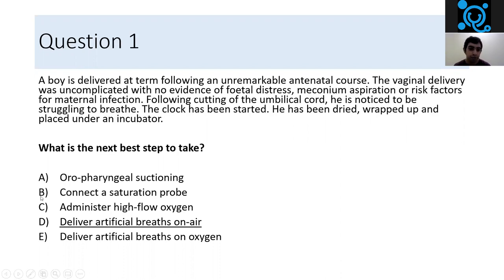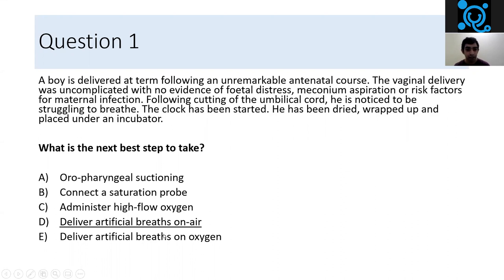We only tend to do option A, oropharyngeal suctioning, when we think there's an obstruction or clear evidence of airway secretions getting in the way. Because there's no evidence of meconium aspiration and nothing to indicate any airway compromise, we don't tend to do A straight away. Connecting the saturation probe is important, but it is less of a priority compared to actually delivering the artificial breaths on air.